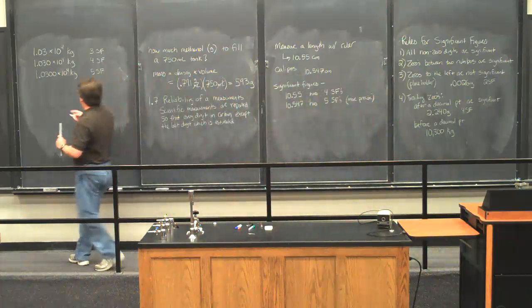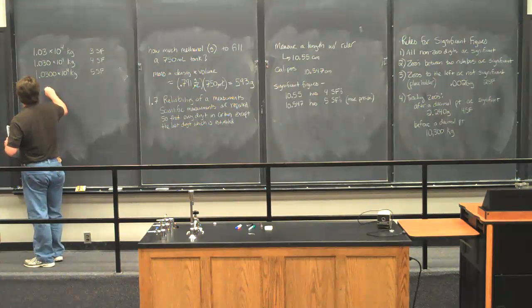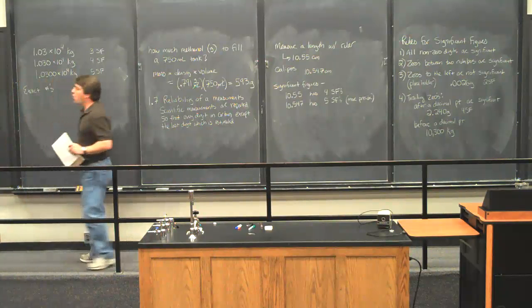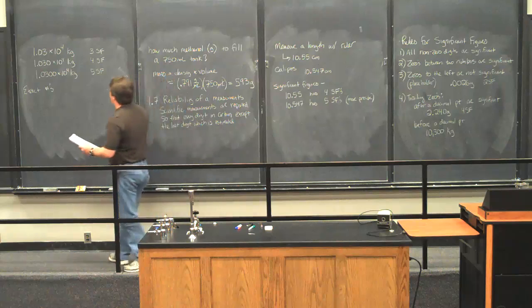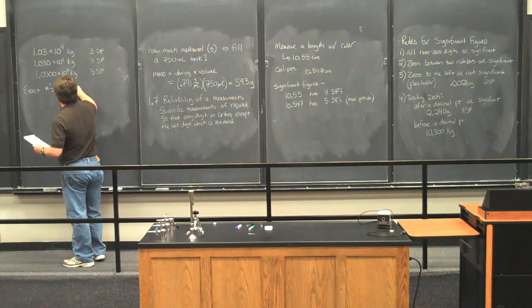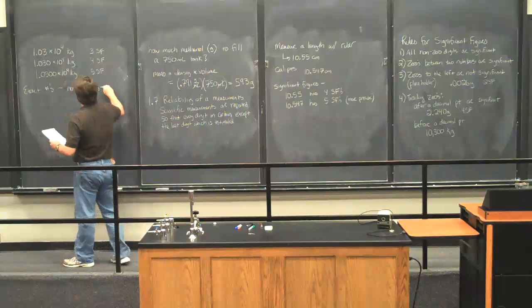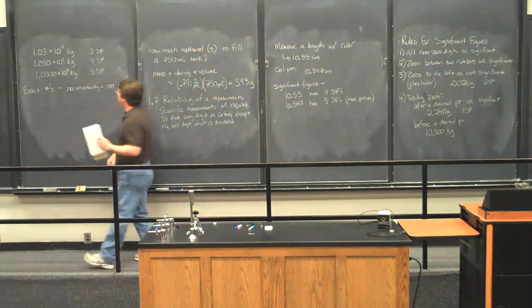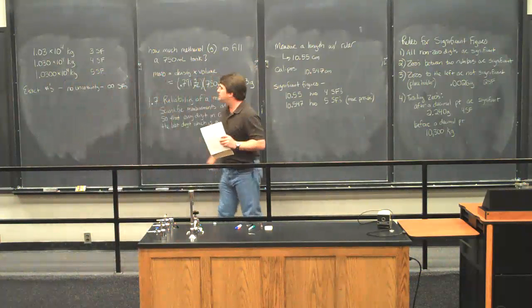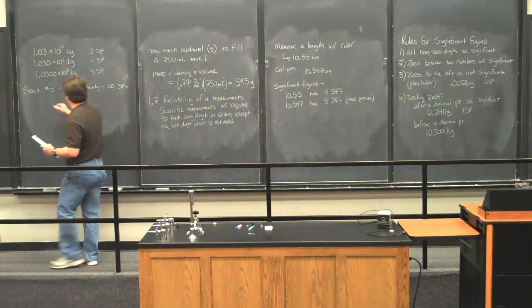Okay, we also have, in addition to measurements, exact numbers. Now, an exact number has no uncertainty. So we have essentially an infinite number of significant figures because we know that exactly. So an exact number is anything you can count.